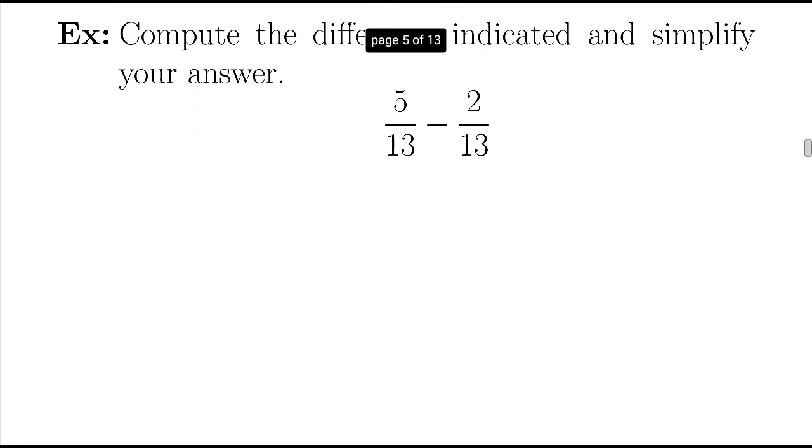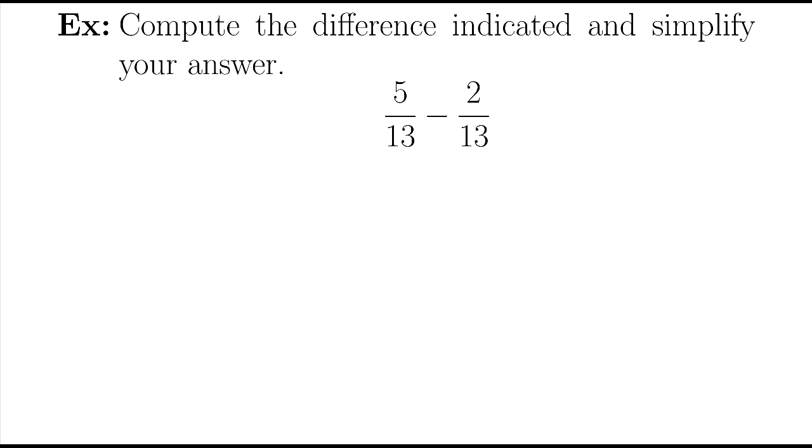Oh, this is a fun one. I guess if they're going to be mean, they follow it up with a nice one. So 5 over 13 minus 2 over 13. We're happy because we have common denominators. So we're just really doing 5 minus 2. That's just 3, as far as I know. So 3 over 13 is my difference.